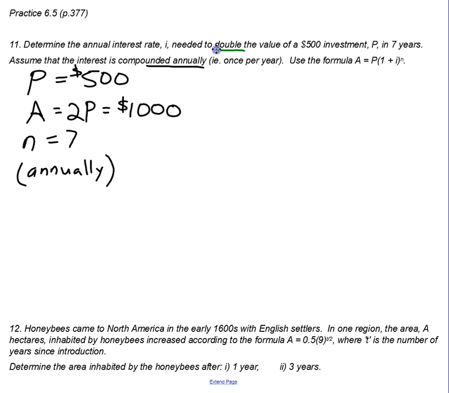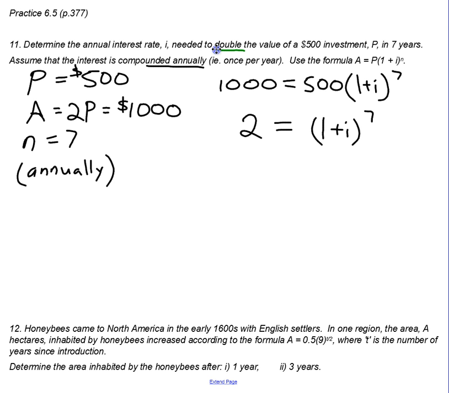And we've got the formula again. I've introduced it to you before, so we're going to be putting in what we know. We have 1,000 being equal to 500 multiplied by 1 plus I to the 7. Okay, now as it turns out here, what we're really trying to solve for is what is the value of I that makes 2 when we raise it to an exponent of 7. So what I'm doing in between here is dividing both sides by 500, and that would produce 1 plus I to the 7.